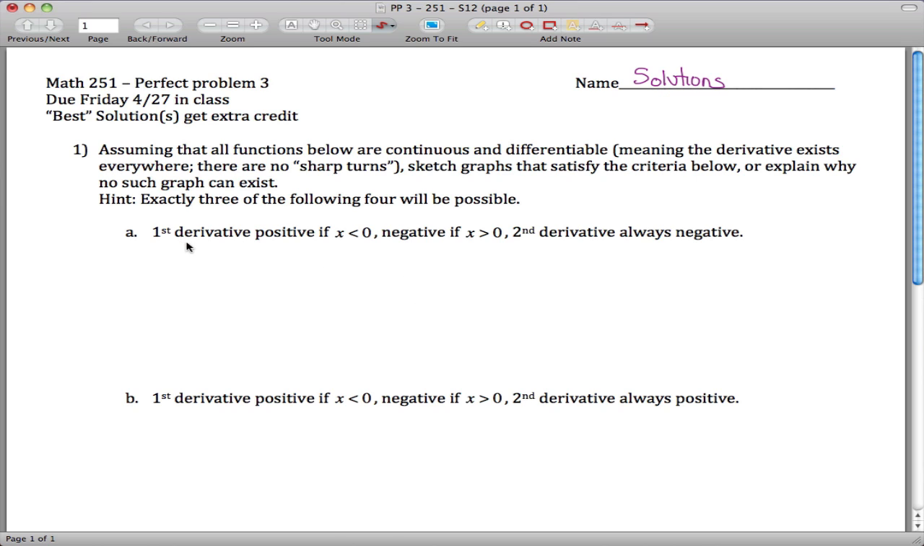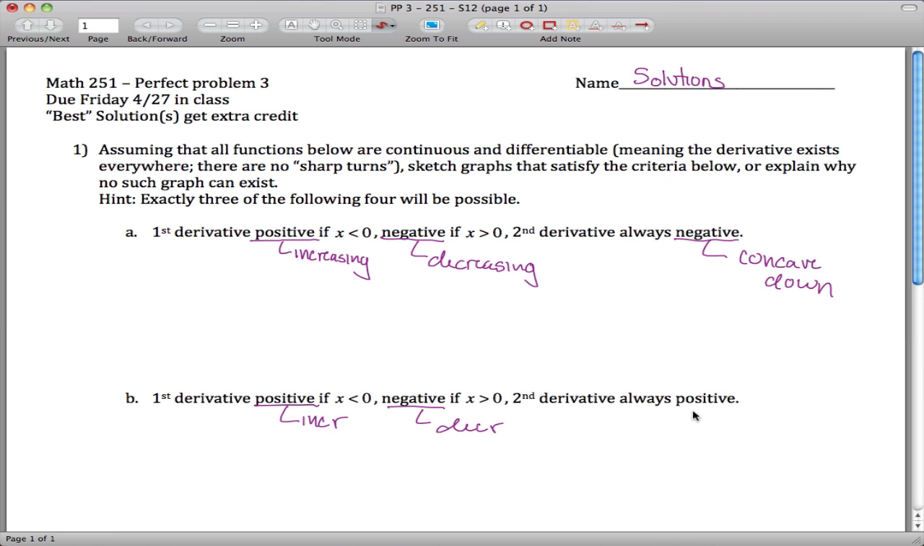So okay, maybe we should go through and talk about what this means. The first derivative is positive. That means that my function is increasing. And first derivative negative means my function is decreasing. And second derivative negative means my function is concave down. If I go through on these other ones and interpret them, first derivative positive is increasing, negative decreasing. Second derivative positive means concave up.